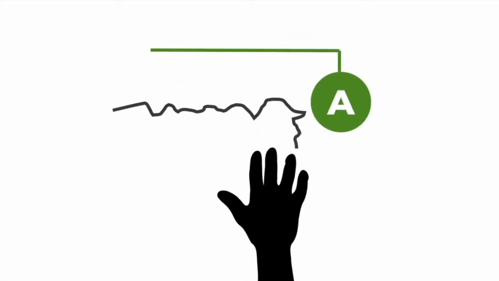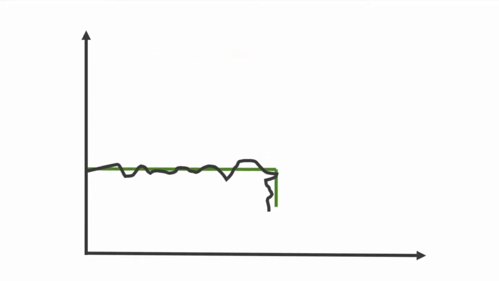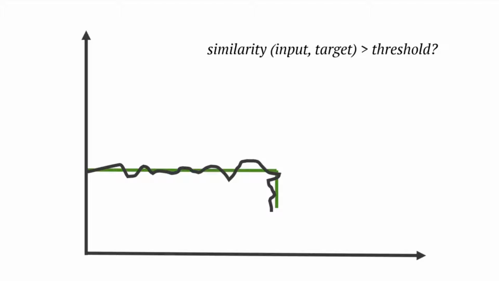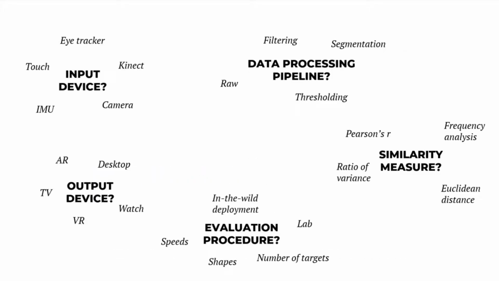The main idea behind most works that employ this principle is to ask the user to match the motion of the desired target with the input device and compare the movement of the input device with the movement of the target using a given similarity measure. If the similarity between the input device and the target is sufficiently high, the target becomes selected.